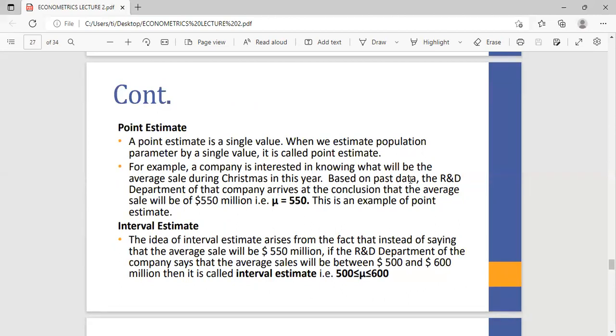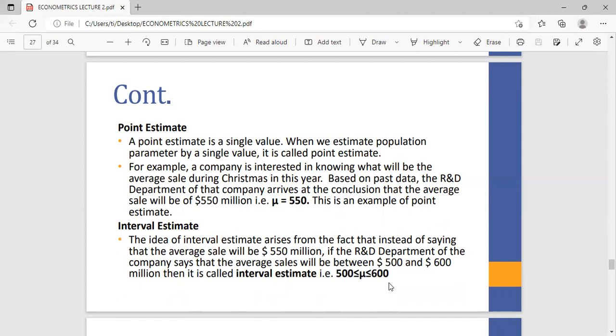An example is, a company is interested in knowing what will be the average sales during Christmas this year. Based on the past data, the R&D department of that company arrives at the conclusion that the average sales will be $550 million, that is, mu equals 550. This is an example of a point estimate. The idea of interval estimate arises from the fact that instead of saying that the average sales will be $550 million, if the R&D department says that the average sales will be between $500 and $600 million, then it is called an interval estimate. That is, this mu lies between 500 and 600. So this is an example of an interval estimate.